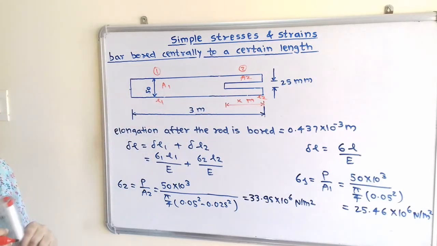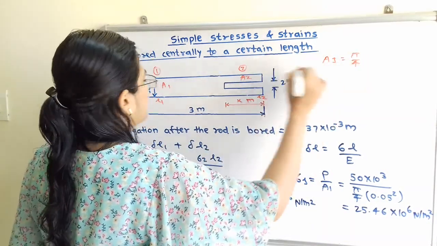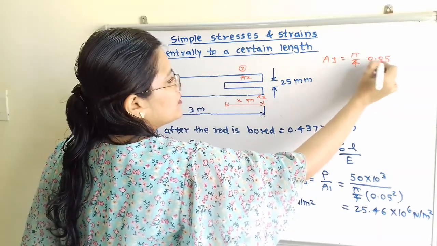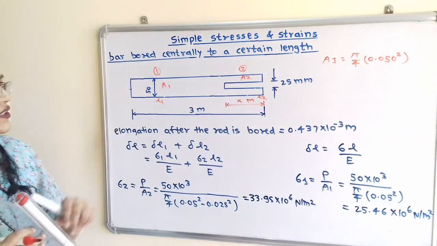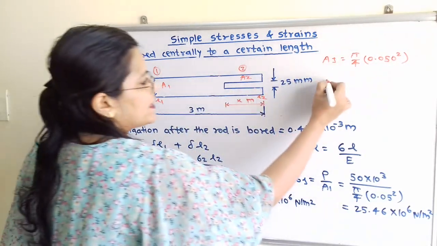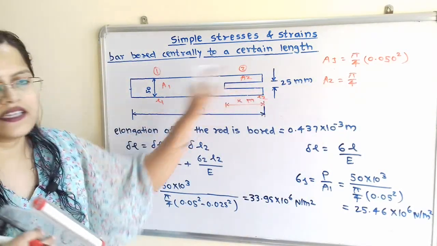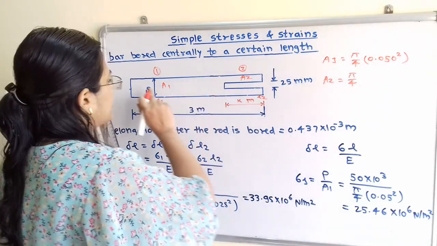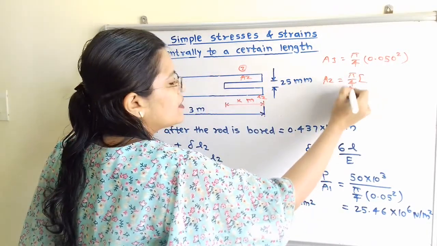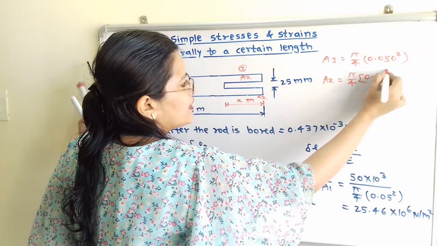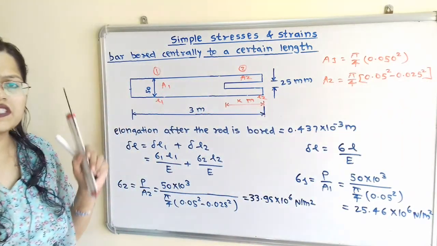So how to find out area A1? So I will write here A1 is equal to pi by 4 d square. So d is 50 millimeter, that is 0.050 square. So this is the area A1, that is pi by 4 d square. How to find out area A2? So area A2 is equal to pi by 4. Now this rod is bored, that is this material is removed. So we can say that this 50 square minus this 25 square. So we have to convert it into meters. So I will write here pi by 4 in the bracket, 0.05 square minus 0.025 square. This is the area A2.